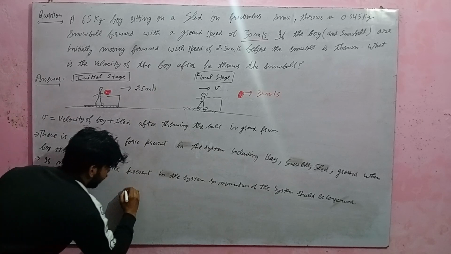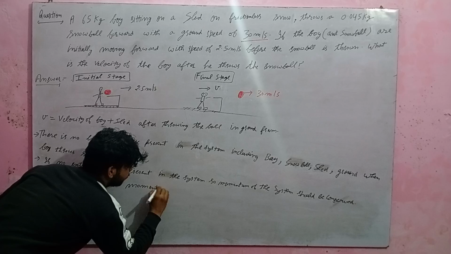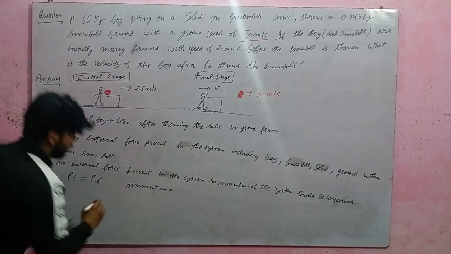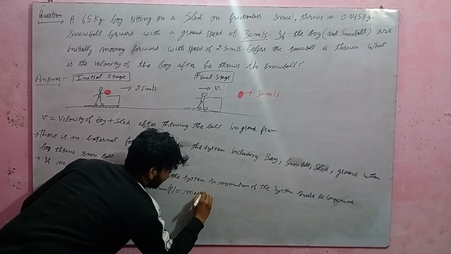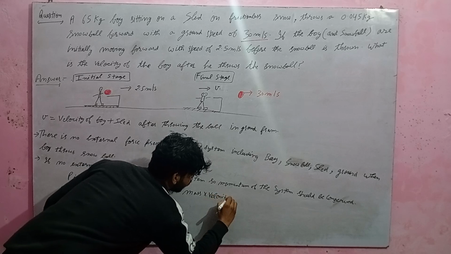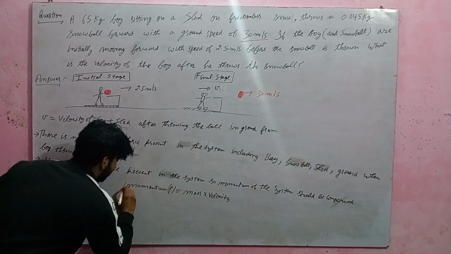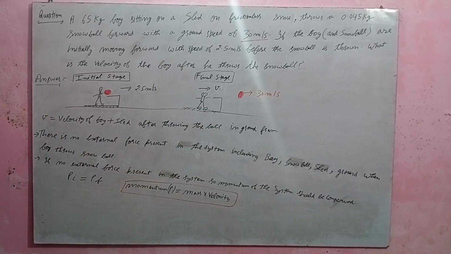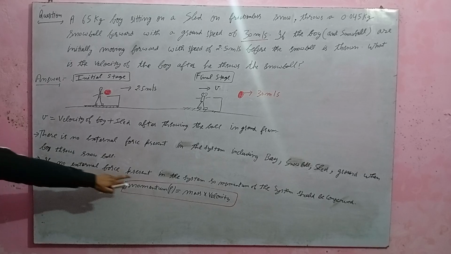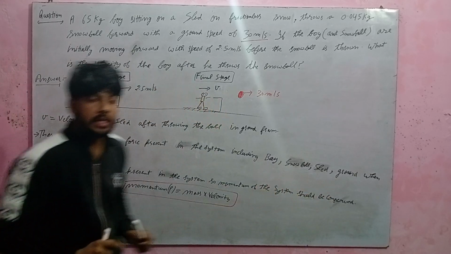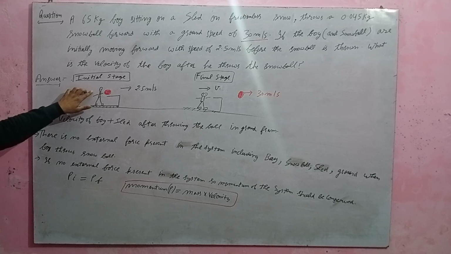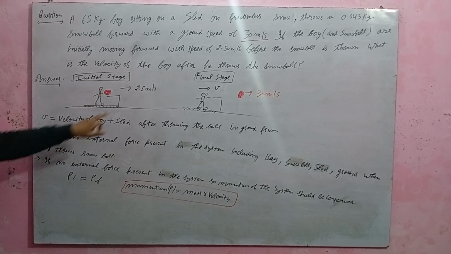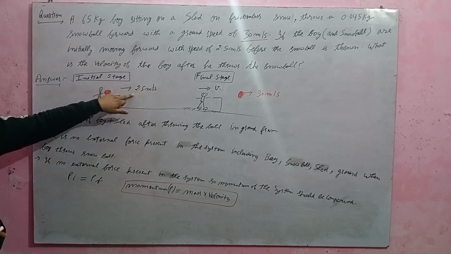What is the formula of momentum? Momentum, which is denoted by P, is nothing but mass into velocity. We know that momentum formula. So, since momentum of the system is conserved, initial momentum is equal to final. What is the initial momentum of the system? Mass of the system multiplied by velocity. What is the initial velocity of the system?